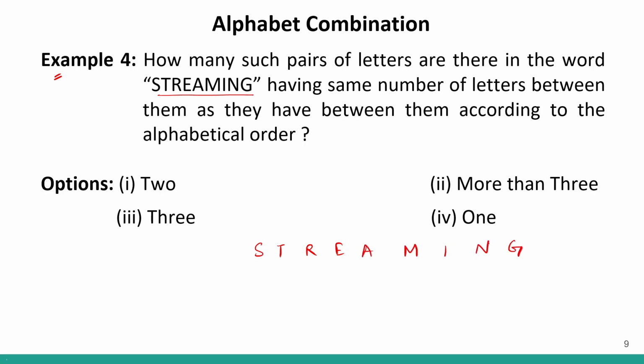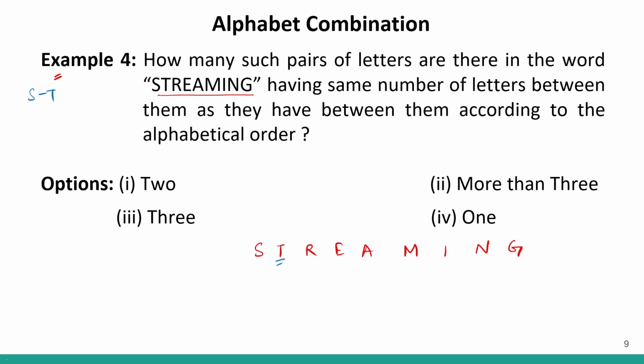So, we will start from S. After S, what is the first letter? T, U, V, W, X, Y, Z. So, do we have anything in common? Yes, T is common. So, the first pair will be S, T. Okay? Then we will start again from T.